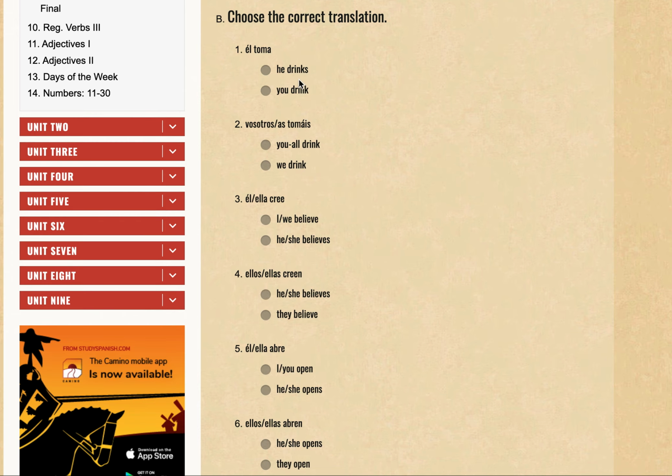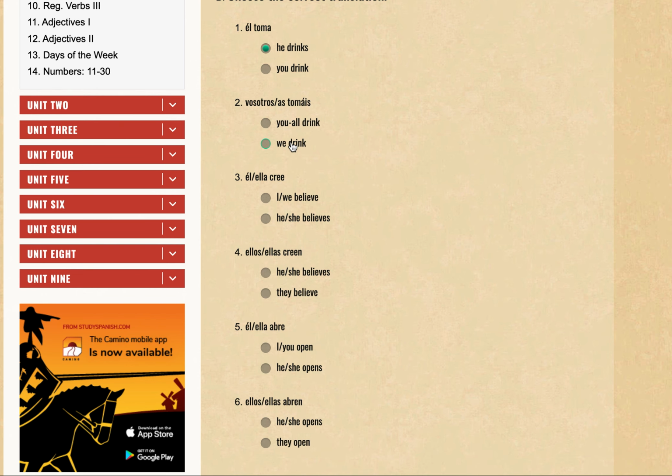Now choose the correct translation. Él toma. Él is he, from what you have seen, right? It has one subject form. Él is he. So él toma, he drinks. Vosotros means you all. Tomáis, you all drink. We drink would have been nosotros with an N, but this is vosotros, you all, which is used in Spain.